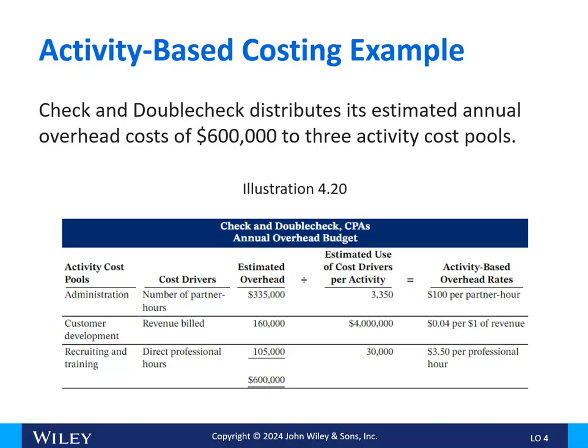Customer development, we look at the revenue billed, so $160,000 of overhead costs at our annual revenue, $4 million, so 4 cents per each dollar of revenue. Recruiting and training, we have direct professional hours, so we think $105,000 is related to recruiting and training. We're going to have 30,000 hours, so $3.50 per professional hour. So we've taken our $600,000 of estimated overhead, broken it into 3 buckets, and gotten rates for each of those.